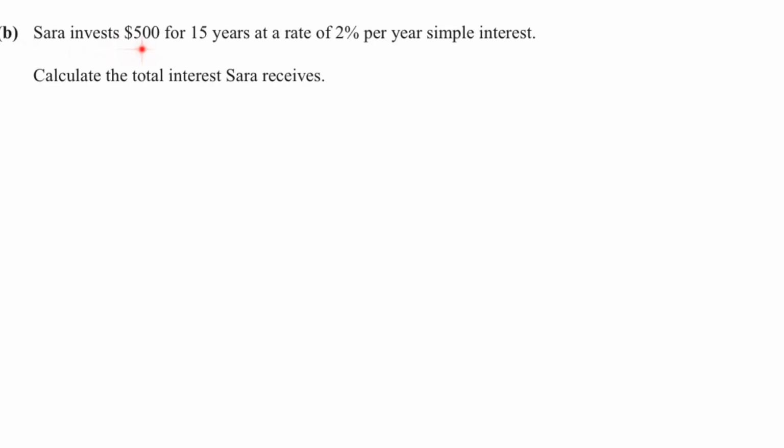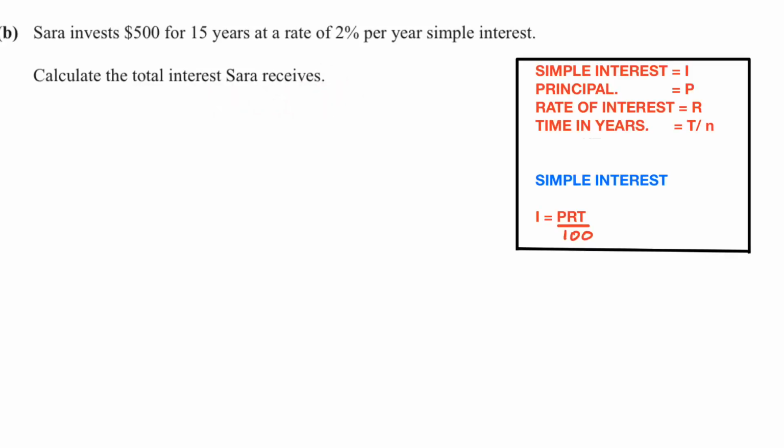In Part B, Sarah invests $500 for 15 years at a rate of 2% per year simple interest. Calculate the total interest Sarah receives. For this, you need to know the formula. Simple interest is equal to PRT over 100, where I is your interest, principal is P, rate of interest is R, and time in years is T or N.